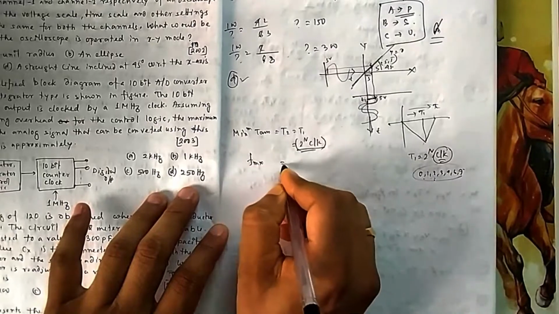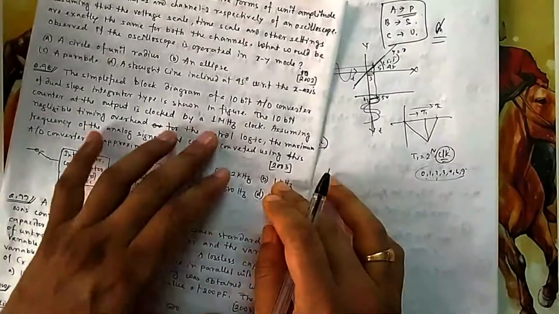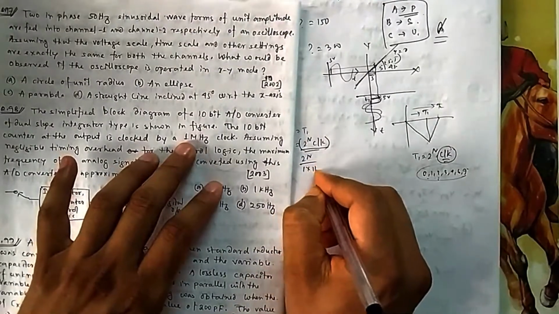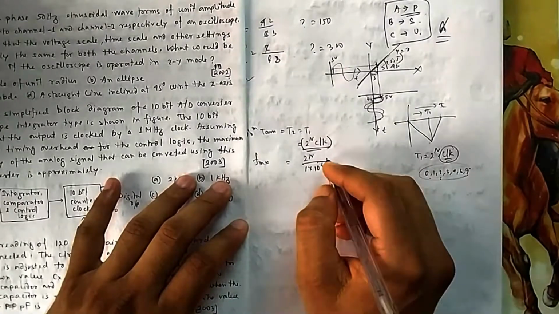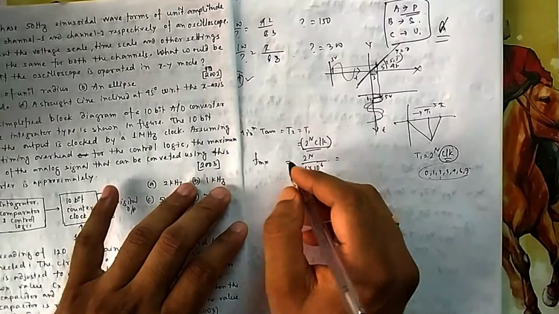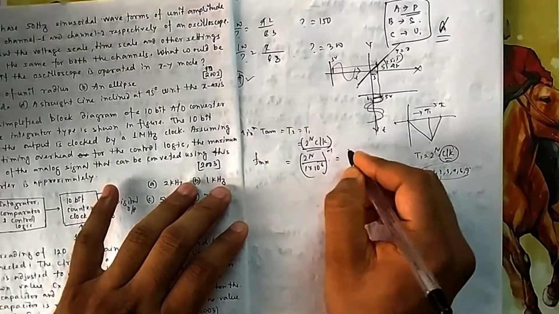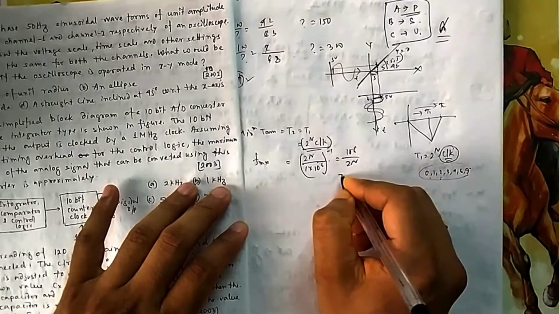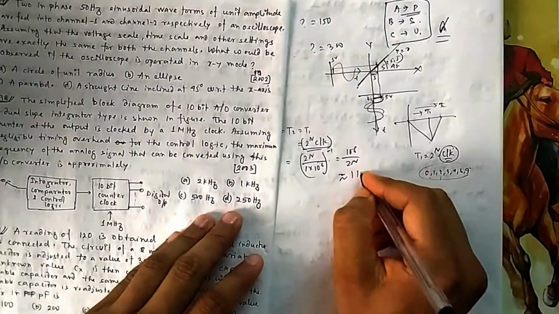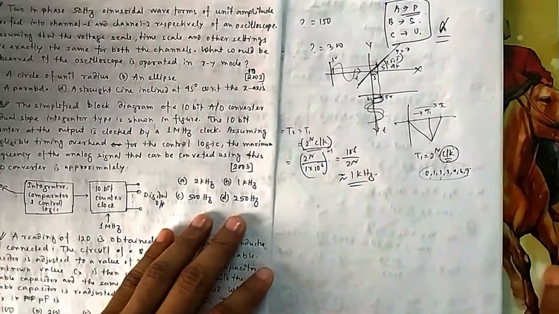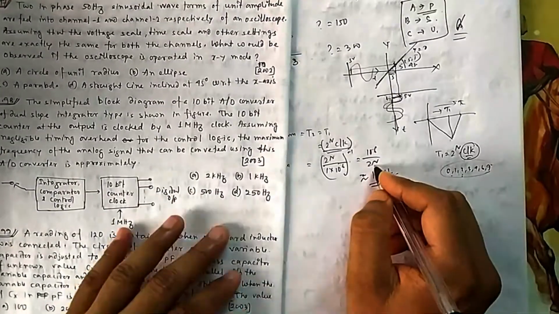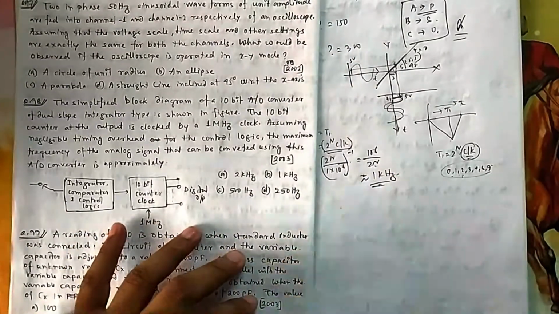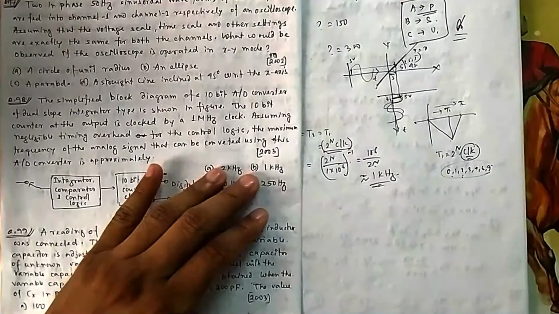You can think of it this way also: 2 to the power n divided by the clock frequency, which is 1 megahertz, so 1 into 10 to the power 6. This is the time period, so the maximum frequency will be the inverse of this: 10 to the power 6 divided by 2 to the power 10, which comes to about 976, or you can say 1 kilohertz. Exactly you will not get, you will get around 0.98. Because n is 10 bit, so 2 to the power 10. So you get this answer, 1 kilohertz. So that is your option B.